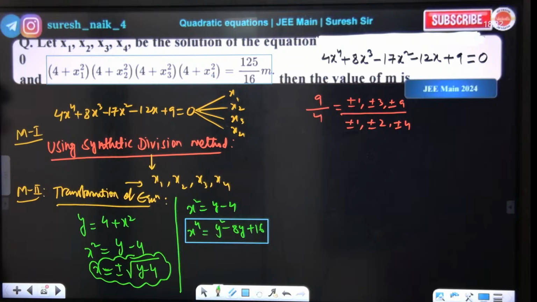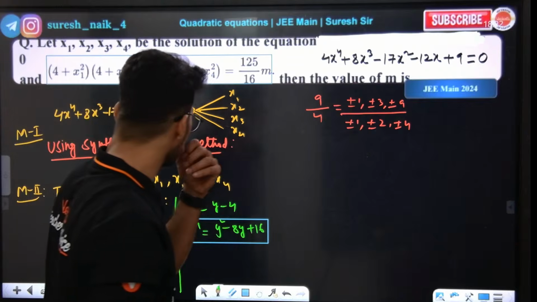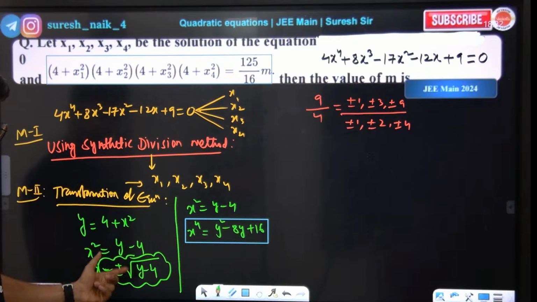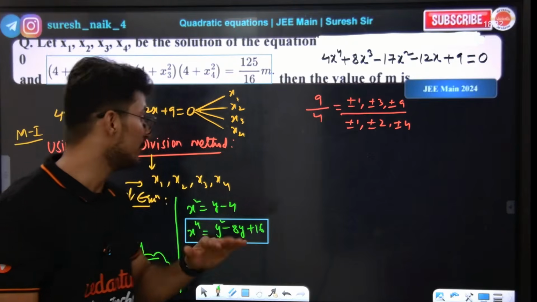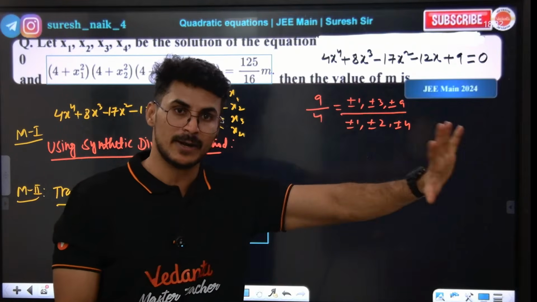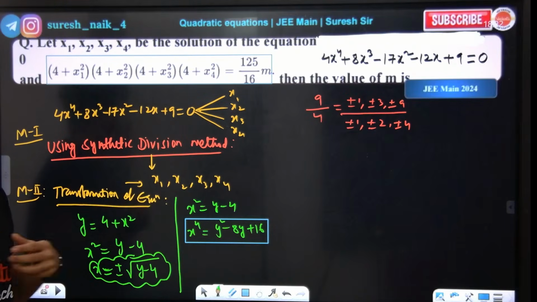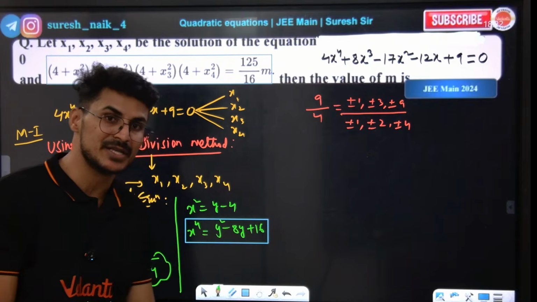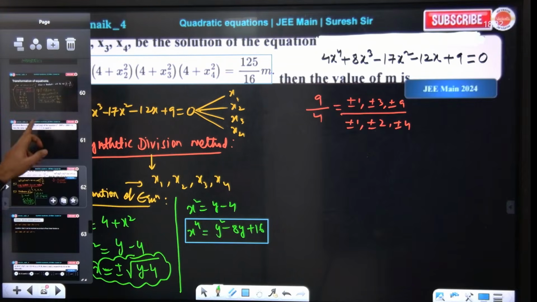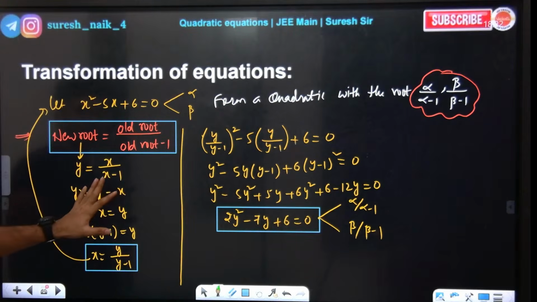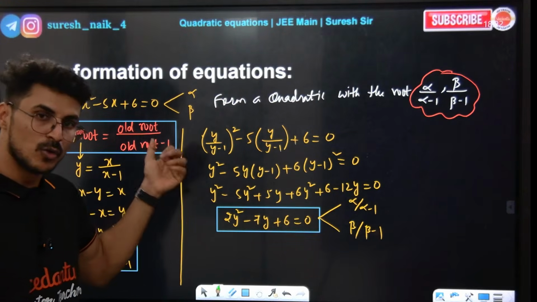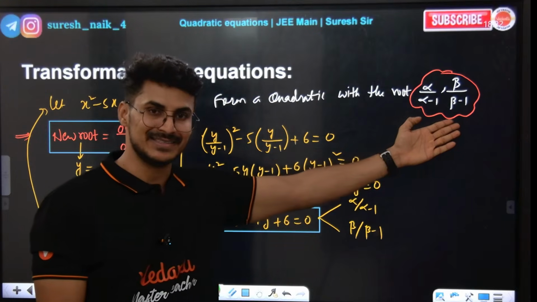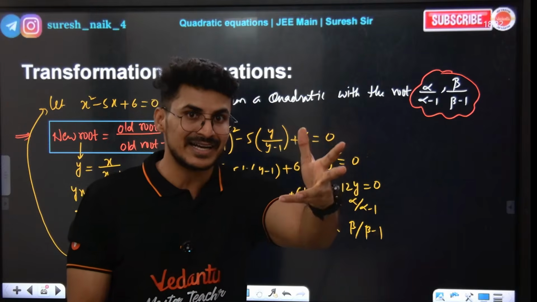Do you understand or not? Tell me. Sir, I have a doubt: x to the power of 4 is like this, but looking at the question, should I take plus or minus? Guys, method 1 is the synthetic division method. Method 2, I'm applying transformation of equation. How, sir? I just taught you the old root and new root concept: new root is equal to old root by old root minus 1. Here they are giving this root, but every question won't have this kind of root. You need to read the question, understand the data and apply.